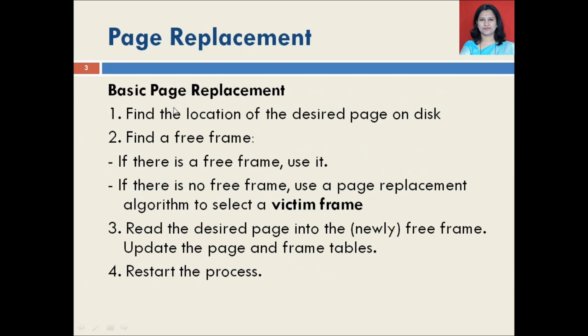Okay. So how will the page replacement be done? First we have to find the location of the desired page on the disk, okay. Then find a free frame. If there is a free frame, then use it. If there is no free frame, then we have to use a page replacement algorithm, any one of them. Suppose we are going for first in first out, so we will use that algorithm to select a particular victim frame, then read the desired page into the newly free frame, okay, then update the page and frame table and then restart the process, okay.